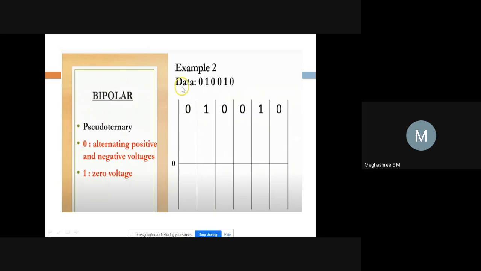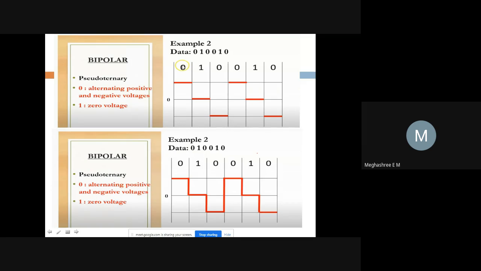Last example under this, the same thing. The data starts from 0. 0 means alternating positive and negative. Then 1 means 0 voltage. Again 0 means the negative side. Again move to the positive side, right? Again voltage 0 and then the negative side. So this is the digital signal for this given digital data.